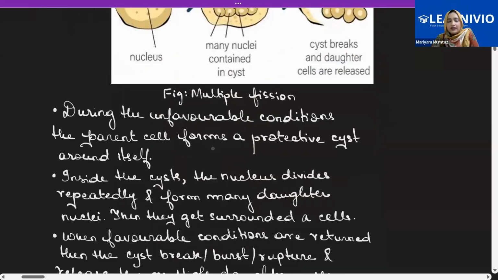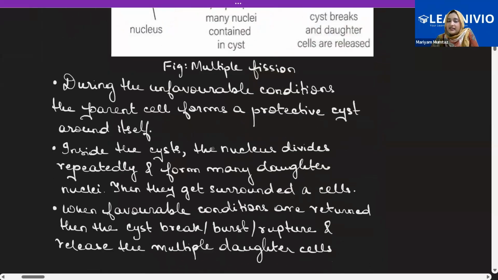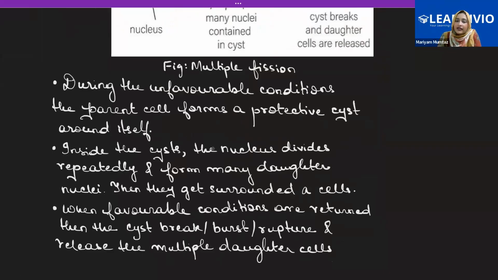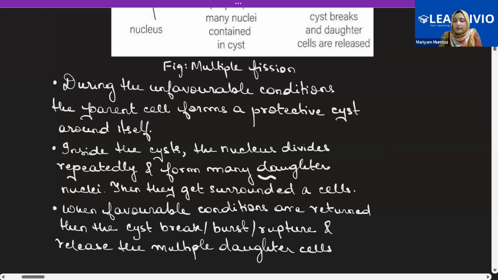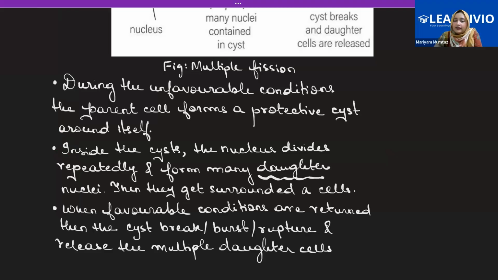So during the unfavorable condition, the parent cell forms a protective cyst around itself. Now inside the cyst, the nucleus starts dividing repeatedly. It keeps on dividing and dividing and thereby forms many daughter cells. Now when the favorable conditions return, the cyst is going to break and then all the daughter cells, however many there are, will be released. Is it clear, students? Yes, ma'am.